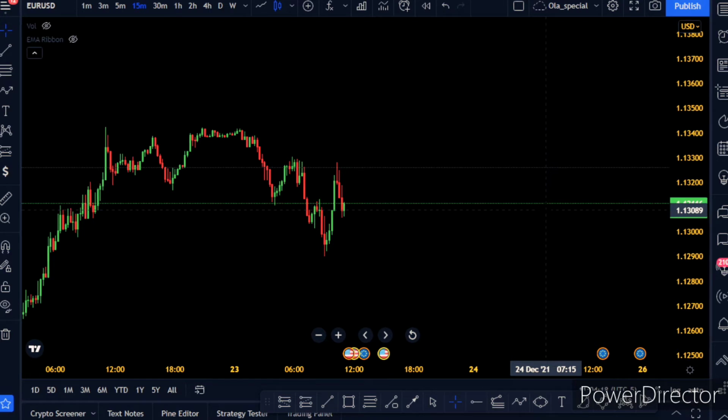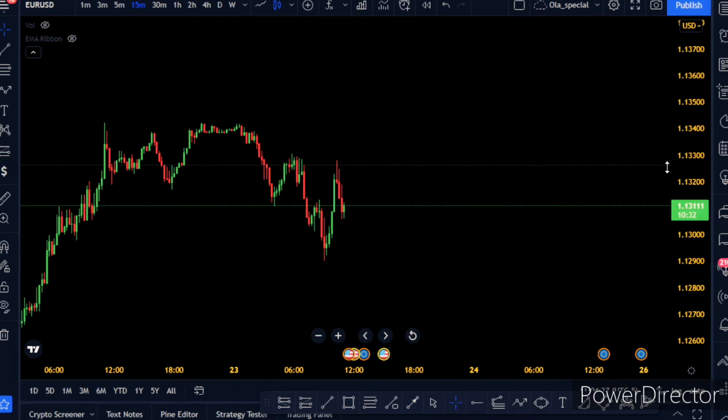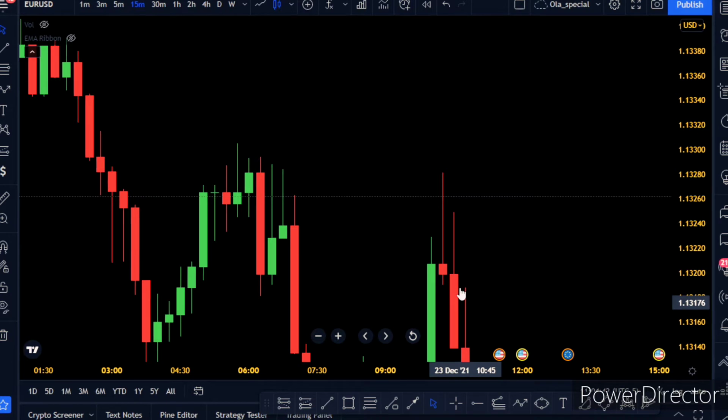Some people like drawing support and resistance levels on the wick of the candle, while some people like drawing them on the body of the candle. Let me quickly show you what the wick is, and what the body is. Take a look at this candle here.